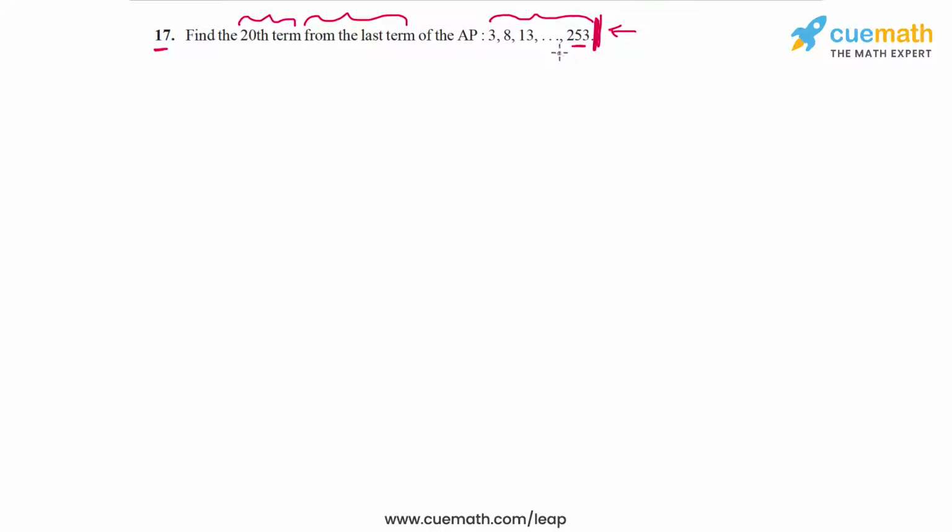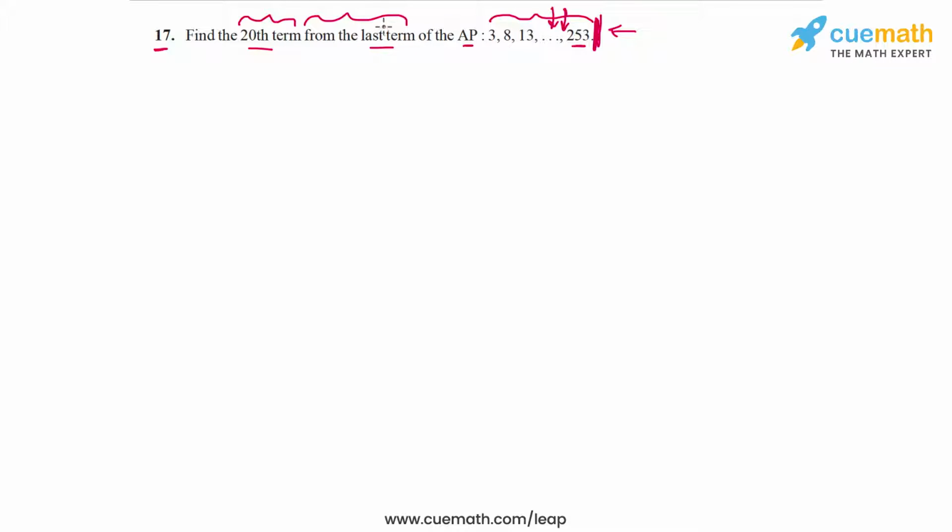And to help you understand better, let me give you a couple of examples. So for example, the second term from the last term would be the term coming just before 253. The third term from the last term would be the term coming before that, and so on. So we have to find the 20th term from the last term of this AP.